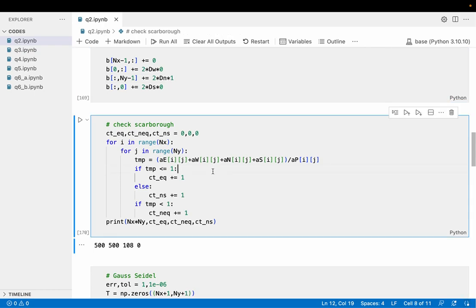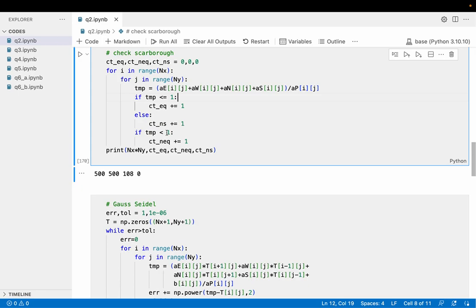Next step, I have just checked whether the coefficients satisfy the Scarborough criterion or not. You just take the summation of all these coefficients, sigma a_nb divided by AP. If it is less than or equal to 1, fine; if it is greater than 1, then I have stored it in this particular variable. When I printed it, the value is coming to 0, which means the Scarborough criterion is satisfied for all of these conditions. So which means you can solve this using Gauss-Seidel.